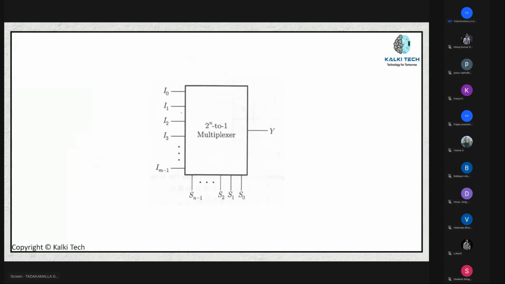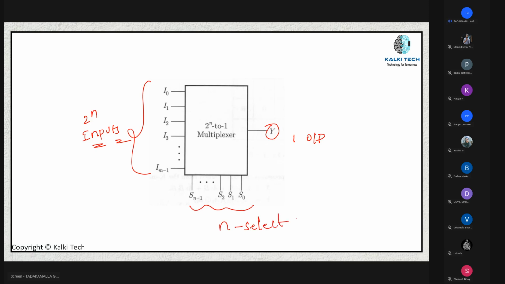Now, this is a 2 power n cross 1 mux. We have one output, and we have 2 power n inputs and only one output. And how many select lines? We have n select lines.